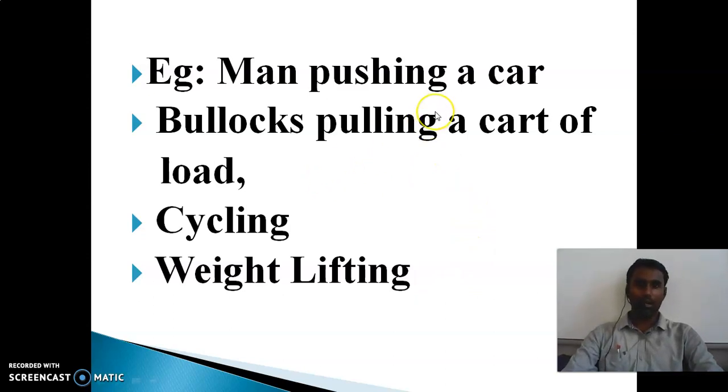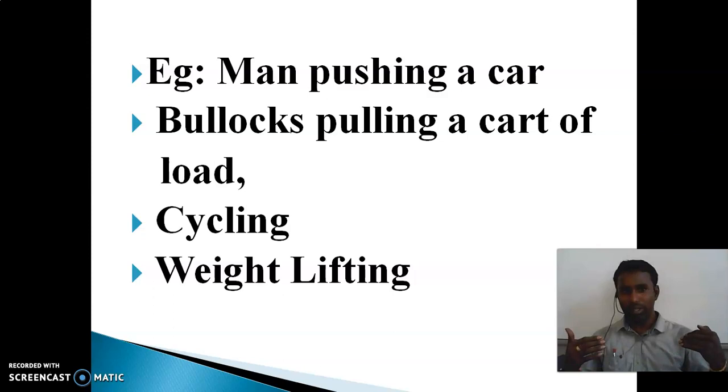See here that example: a man pushing a car, because from our muscles only we are pushing a car, and bullocks pulling a cart of load, because the bullocks have some muscular force, so only then can they pull a cart of load. And cycling: suppose you are not having energy, at that time what can you do? We cannot cycle, right? So we have to eat food.